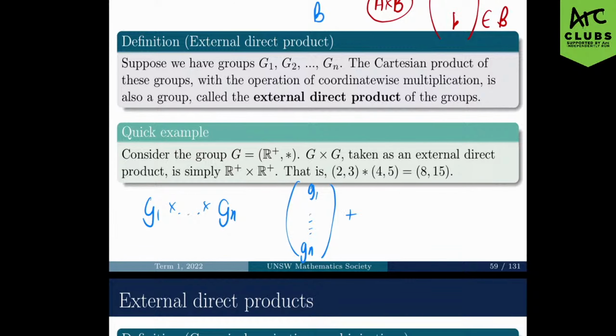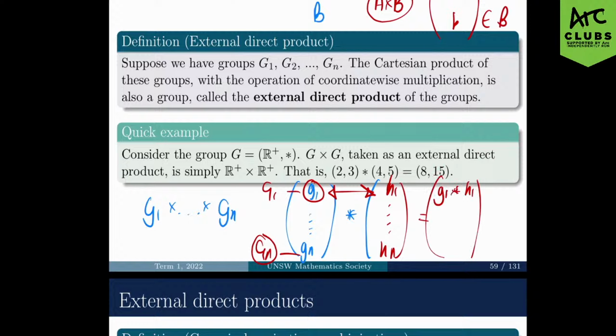Well, what you do is you define an operation between two elements of this form. So we've got, this is in G1, this is in Gn. It's just the same as before. If you do the operation g1 with h1, then you just do the operation in that group. And that's what's called coordinate-wise multiplication. All we do is we take these individual elements and we operate on them as we would in that group. And that's what's called an external direct product.